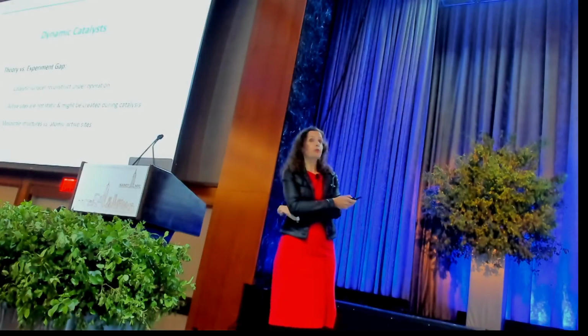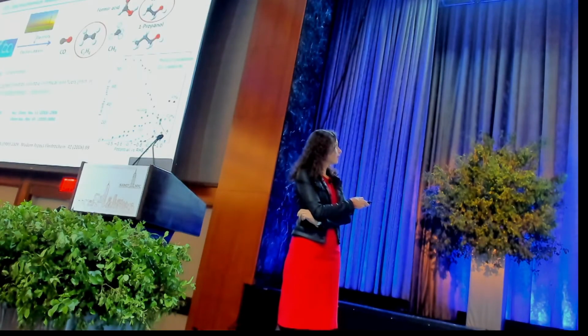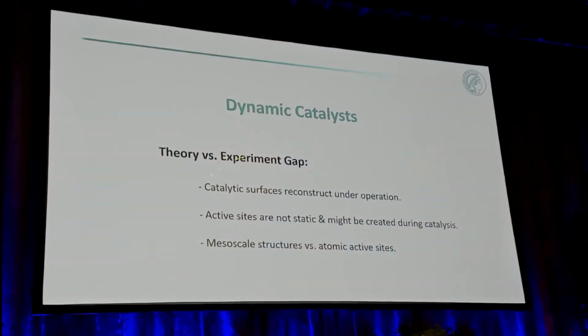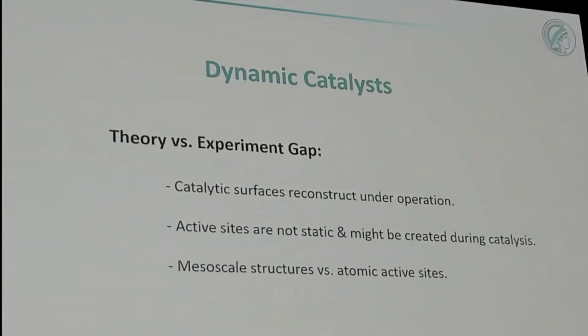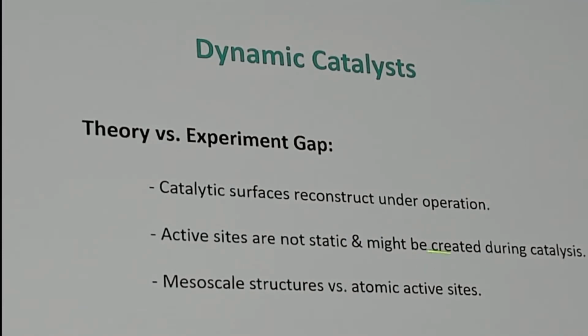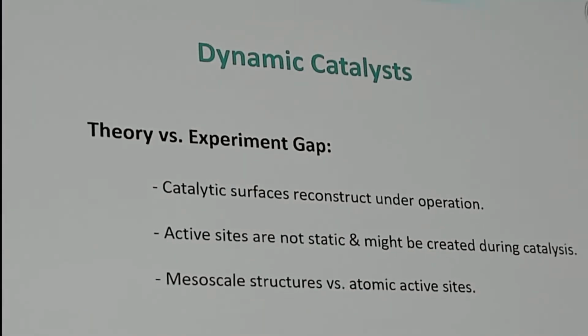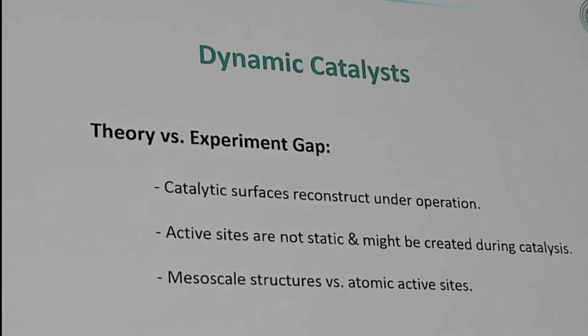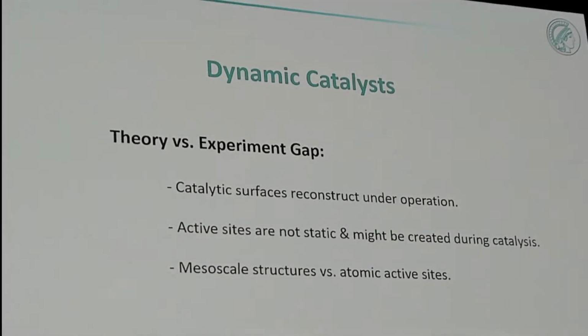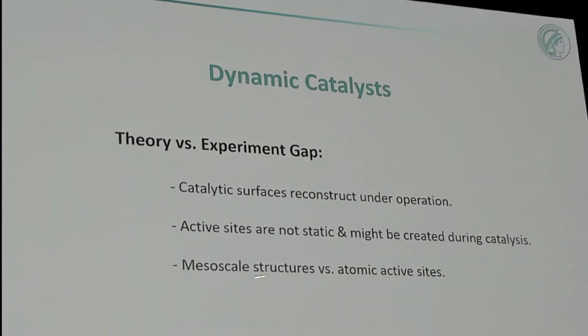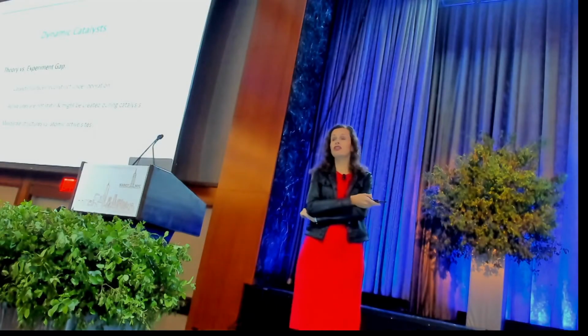So I mentioned some gaps before, now I'm going to mention the theory versus experiment gap. The catalyst surfaces reconstruct under operation. If you leave this room and you don't believe this, then I did a very bad job. Active sites are not static and might be created during catalysis. This is very important because when you are trying to understand mechanistically a catalytic process, you cannot start with modeling the pre-catalyst, because this is not going to be the one that is doing the catalysis. And then you need to realize that maybe it's not enough to understand the active sites at the atomic level. Maybe we need to look at different length scales and look at the effect of mesoscale structures.